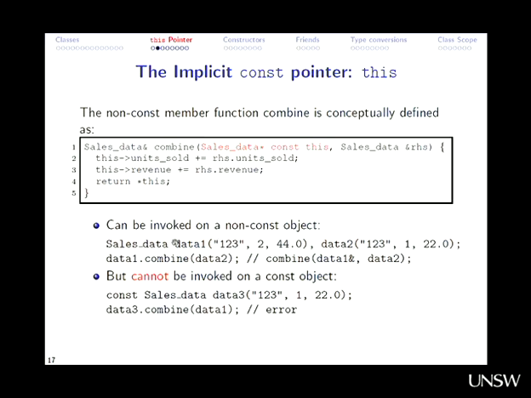If we look at these next couple of lines, we can have 2 sales data objects. We can call data 1, sales data object number 1, dot combine data 2, and it's going to combine those 2 things. But if I have a const sales data object, data 3, which is now const, it means it can't be modified. So if I then try to say data 3 dot combine with data 1, which is non-const, it errors out because it's const.